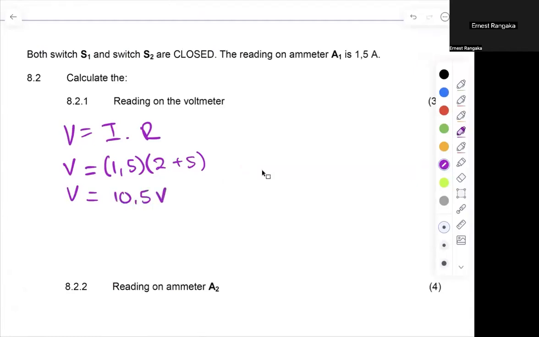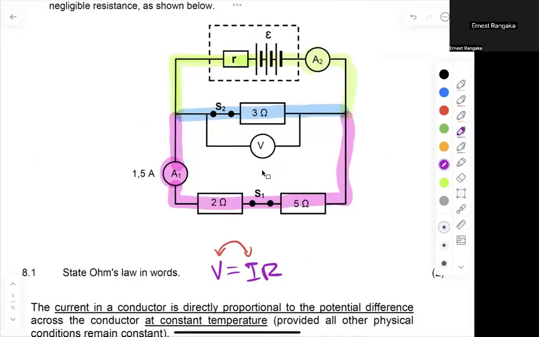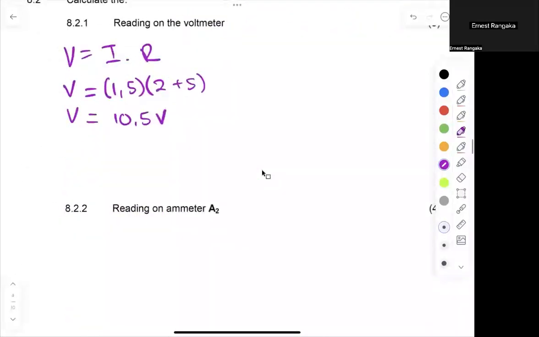You should get an answer of 10.5 volts, right? Thanks, Wakila, for dropping your answer really quickly. Really appreciate it. Bianca, thank you for your answer. 10.5 volts is correct. Well done, guys. Hope you did well there. So we know that 10.5 volts is going to be the reading on this voltmeter here. Awesome. Well done.